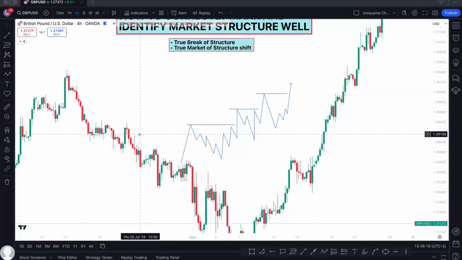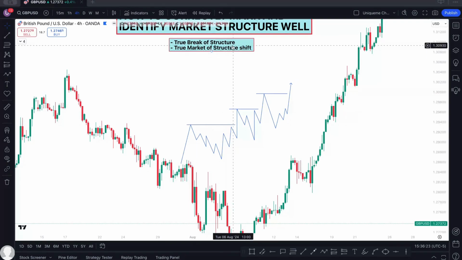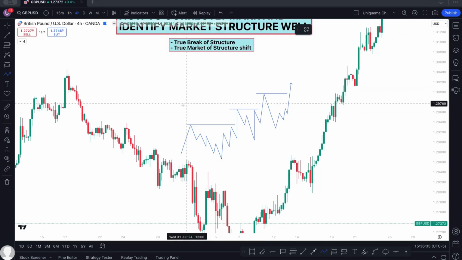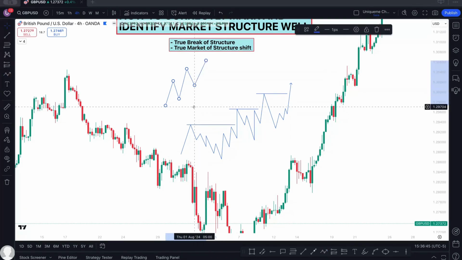But we'll start with the minor basics actually. We're going to talk about the true break of structure and the true market structure shift. Normally we're being told that market does this. Let me draw it in a bold way. Higher high, higher low. Okay, I'm trying to do a sell. Let me use a buy. Higher high, higher low, higher high, higher low, higher high.